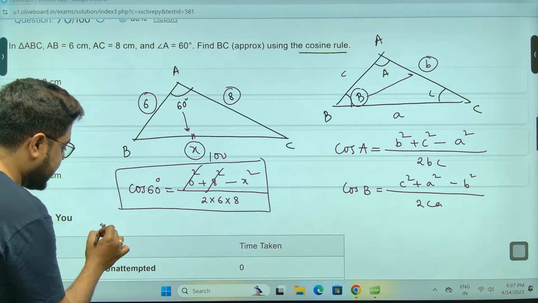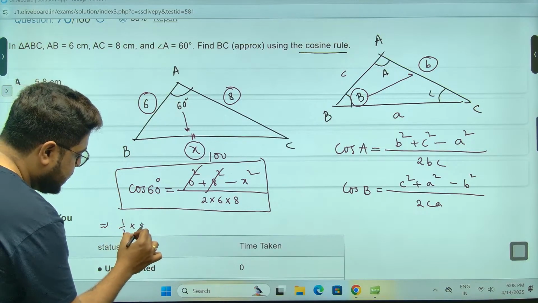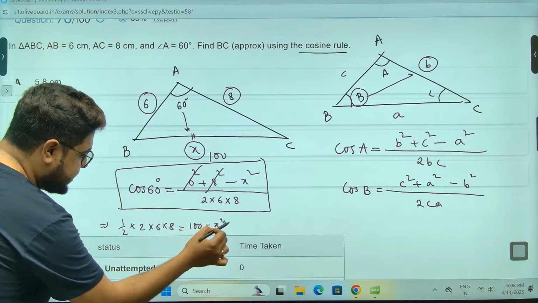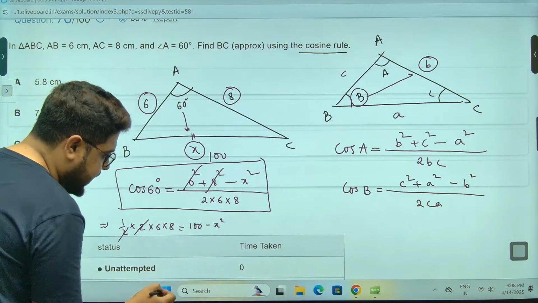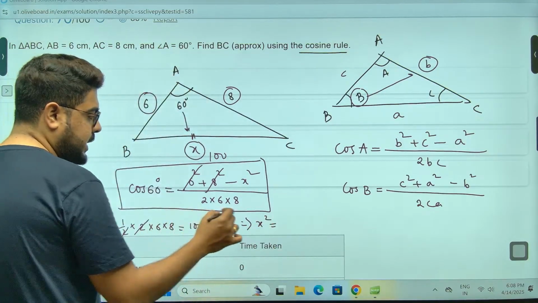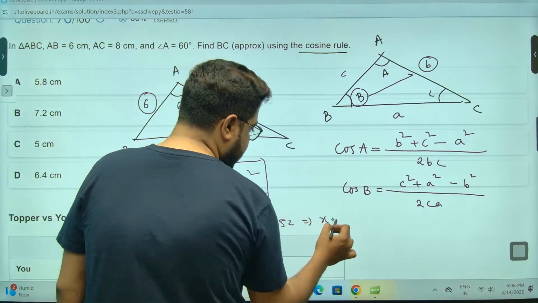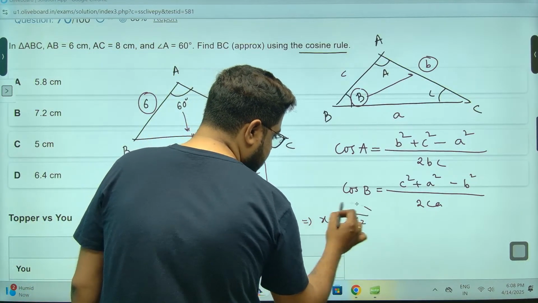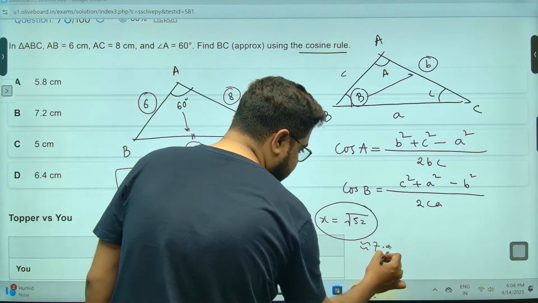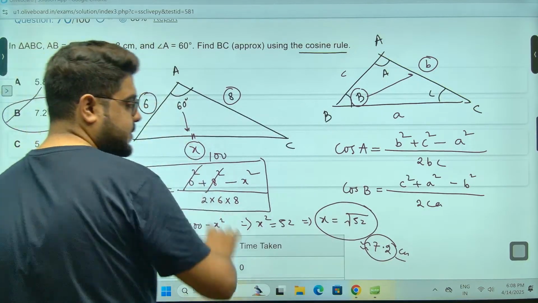So I can calculate it like this. Cos 60 is half, sir. Half into 2 into 6 into 8. It will be 100 minus x square, sir. 2 gone, sir. So x square is 100 minus 48, that is 52, sir. x is root 52, 7 point something. Because root 49 is 7, it will be 7 point something, sir. 7.2 is there in the option, I can see. Option number B is the answer.